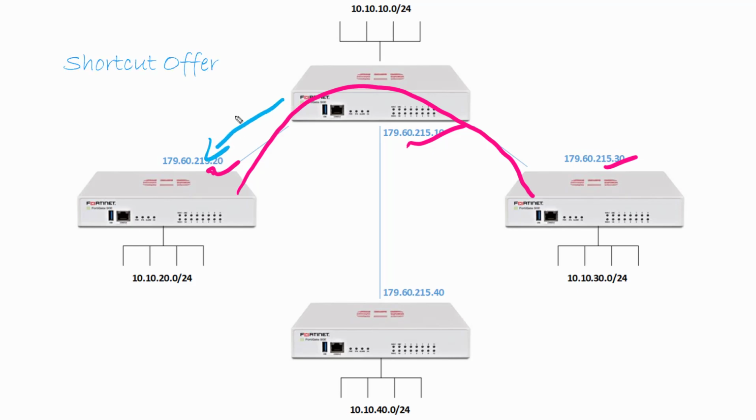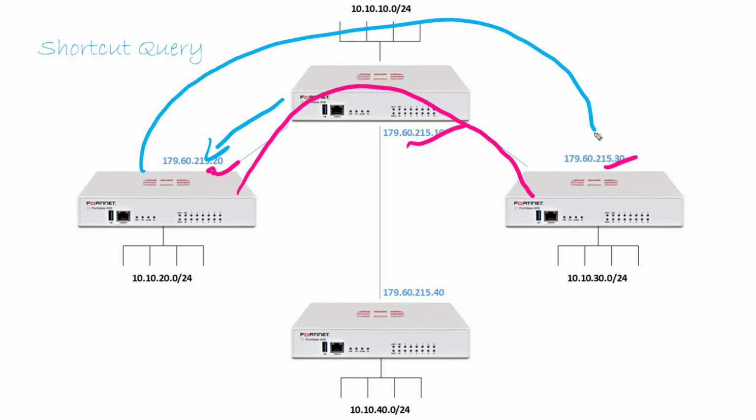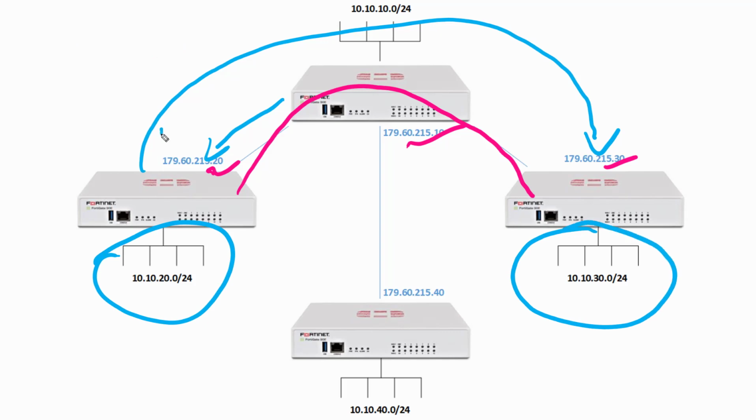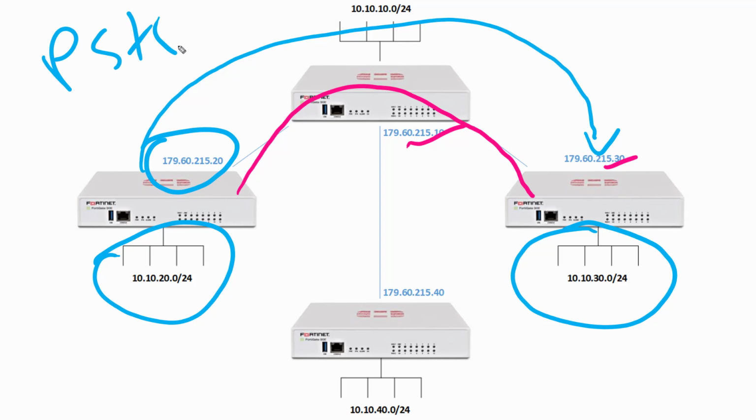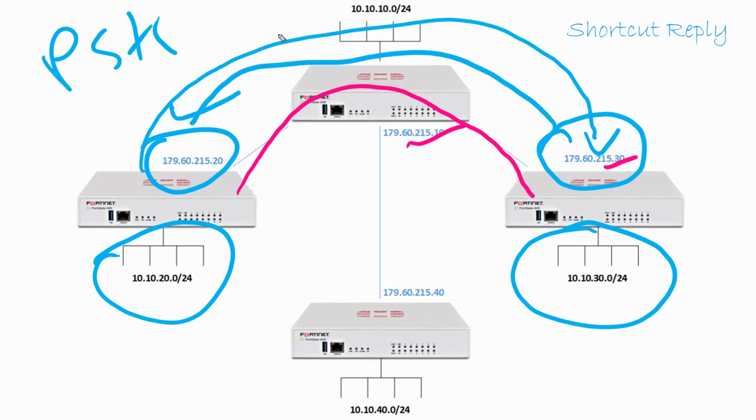When .20 gets the offer, he would say, why not? And he would send a shortcut query through the hub to .30. The shortcut query would have his local subnet, .30's local subnet, his public IP, and also a dynamically generated pre-shared key. When .30 receives all of that information in the shortcut query, he would say, why not? It would be easier. He would send back a reply including his public IP through the hub to .20.